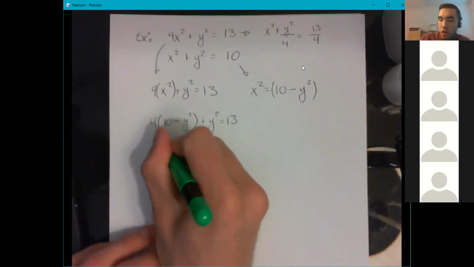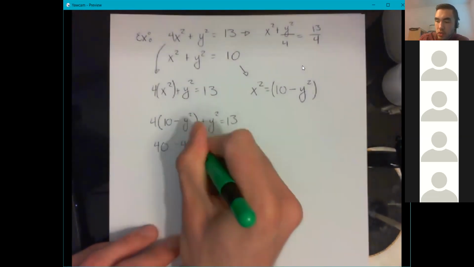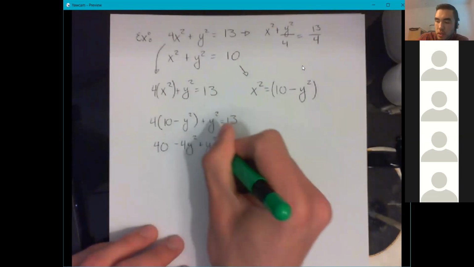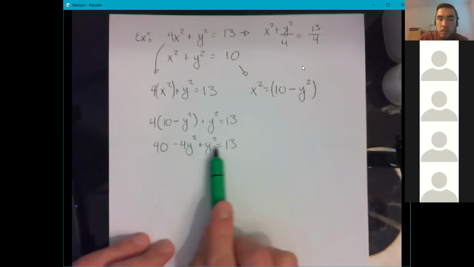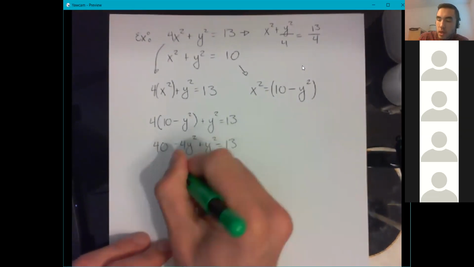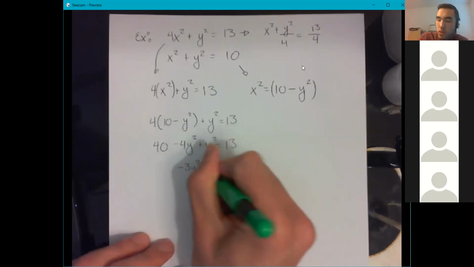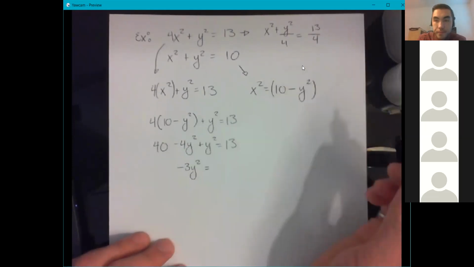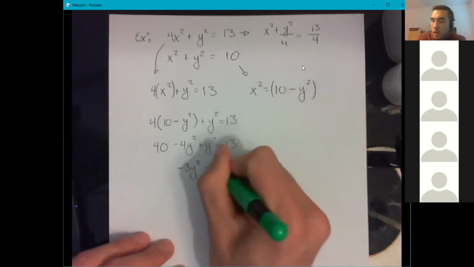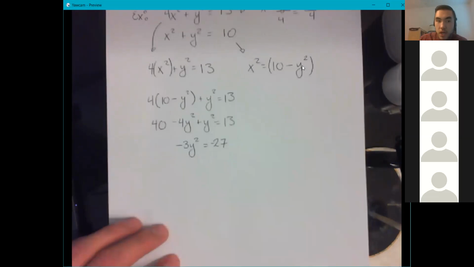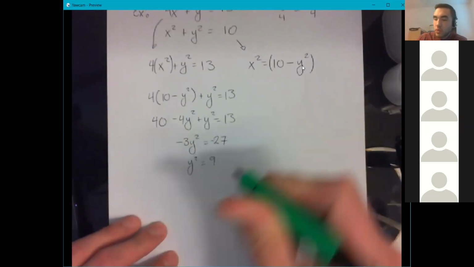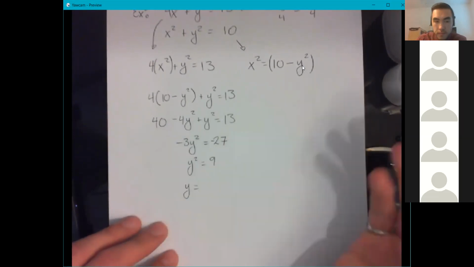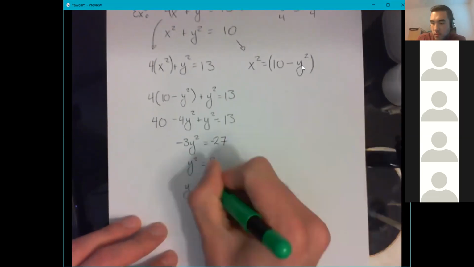So this is now going to work out to 40 minus 4y squared plus y squared is equal to 13. I'm going to subtract 40 from each side and combine these like terms. So on the left-hand side, I get negative 3y squared, and that's going to be equal to, what's 13 less 40? Negative 27. Then I'll divide both sides by negative 3. y squared is equal to 9. I hit both sides with a square root, and y is equal to plus or minus 3.